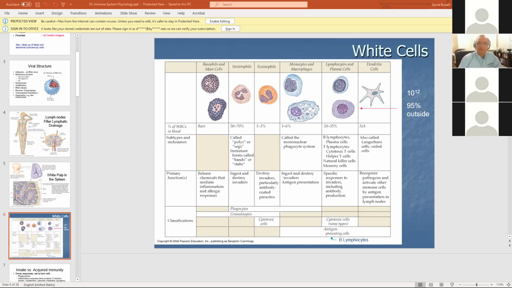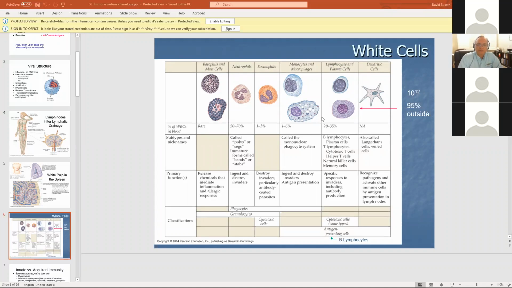The 3 types are the dendritic cells, the lymphocytes and plasma cells, particularly the B lymphocytes, and the monocytes and macrophages, which are grouped together. Monocytes in the bloodstream, macrophages in the tissues. They're actually not the same type of cell in 2 different places. They're slightly different cells, but they behave very much alike.